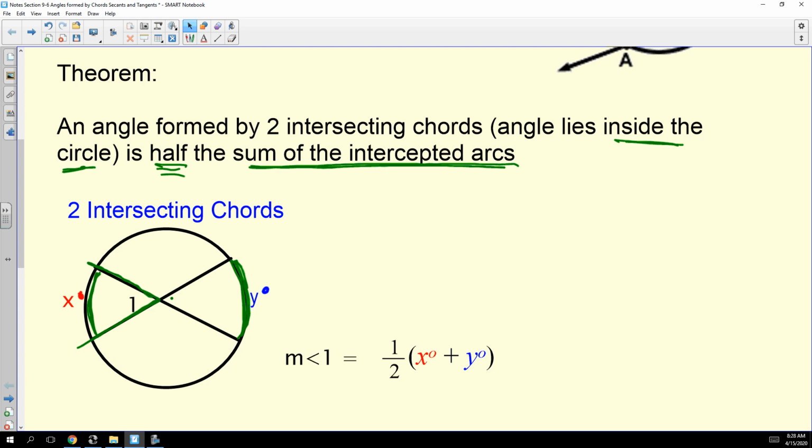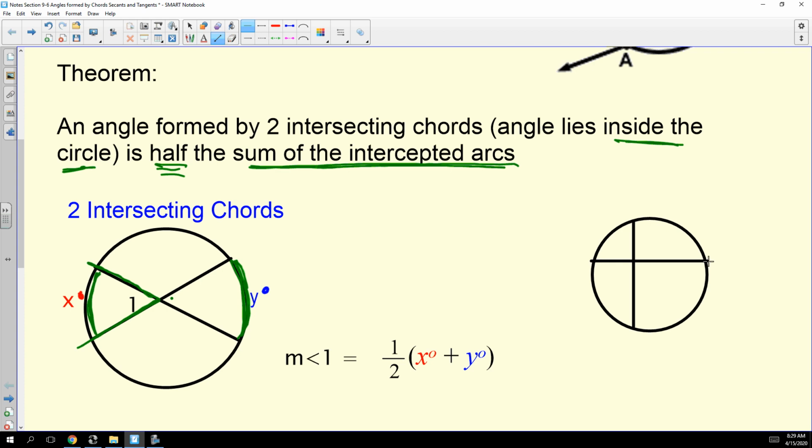Another good way to think about it in general, because you're going to have a few of these, is to imagine something that looks like a plus sign, to remind yourself that this is going to be half the sum of the intercepted arcs. And again, we could talk about angle 1 being right here, and x degrees for this arc over here, and y degrees for this arc over here. And the measure of angle 1 is still half the sum of the intercepted arcs.